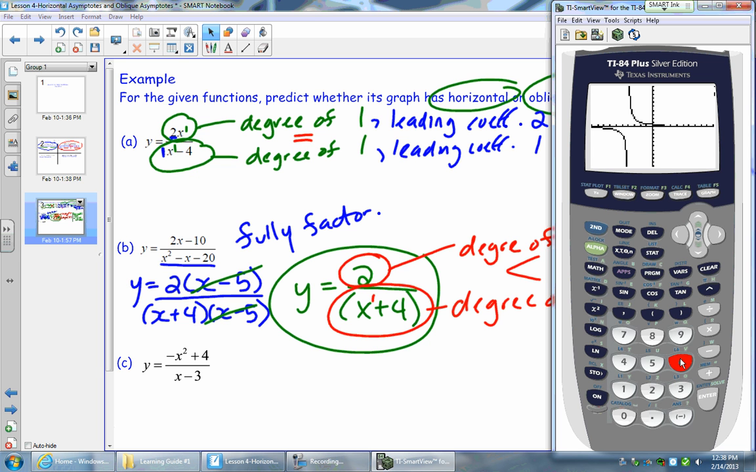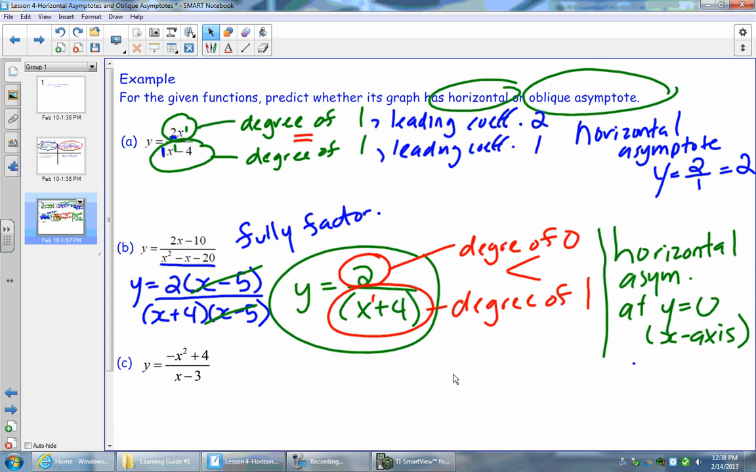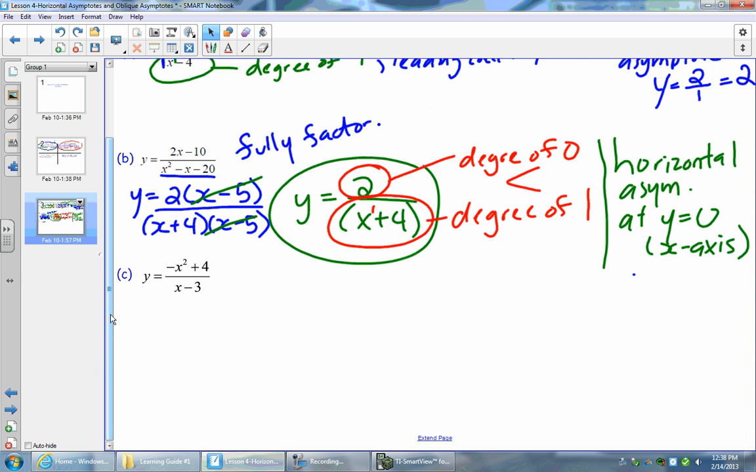Yes, we do have a rational function, and notice what happens at the y is equal to 0 line. That graph is not touching the x-axis, so hence we have a horizontal asymptote right at that line. So we have done that correctly. Okay, so finally, the last question here. We want to, first of all, fully factor this rational function, if possible.